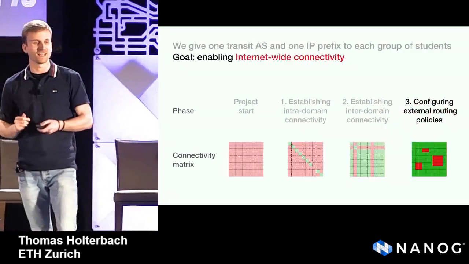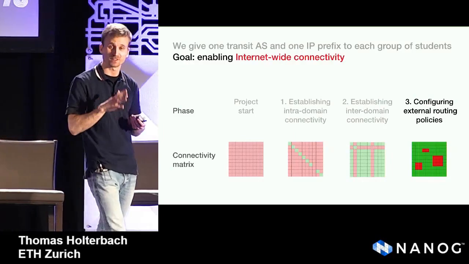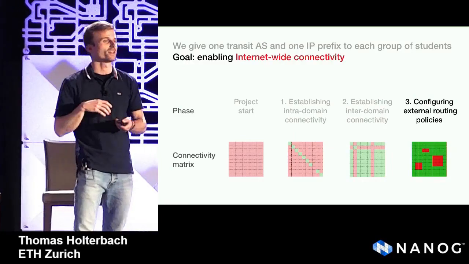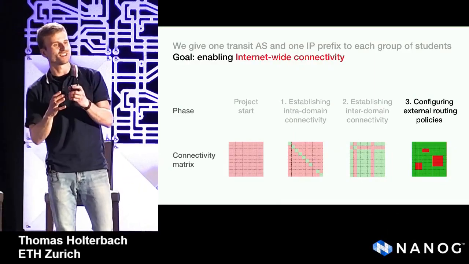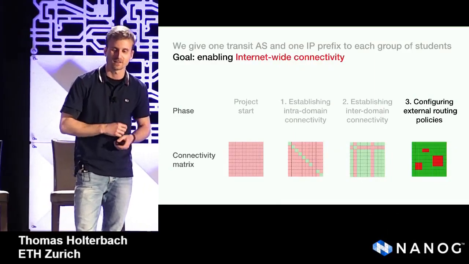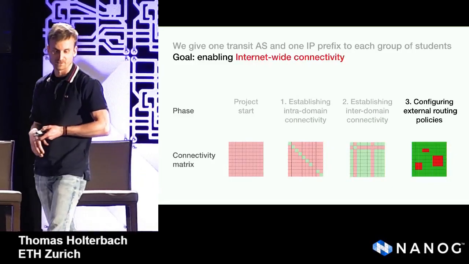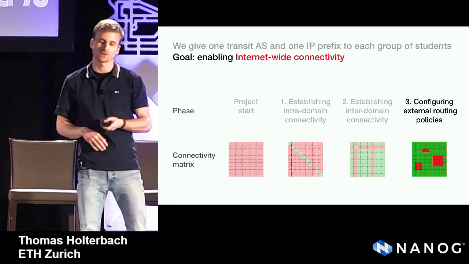Okay, so at the end of this phase, again, the matrix should be mostly green, but not entirely. If they do not properly configure the policies, then some part of the mini internet will be disconnected, in which case, again, we can help them if they have problems.